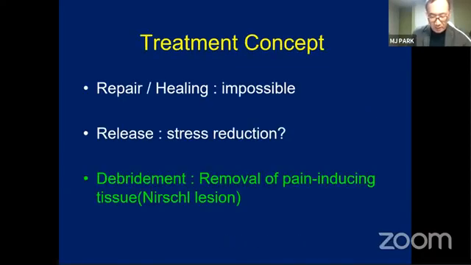And when you do the surgery, what do you think is the key concept to eradicate the pain? I think the removal of the pain-inducing tissue, which is the neural lesion, is the key concept. I don't think we can repair because it's already degenerated tissue. And also release doesn't work because overloading is not the pain mechanism.